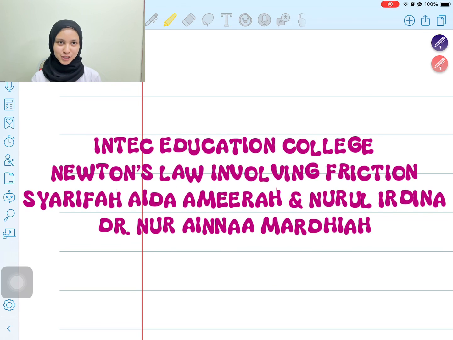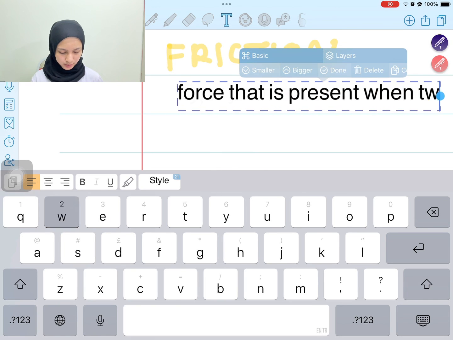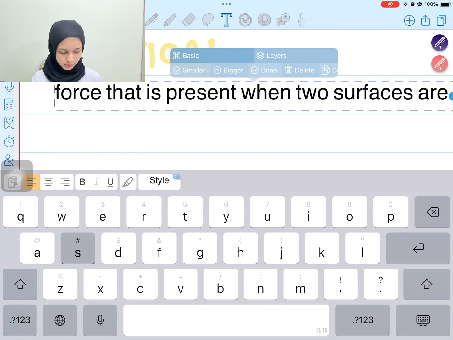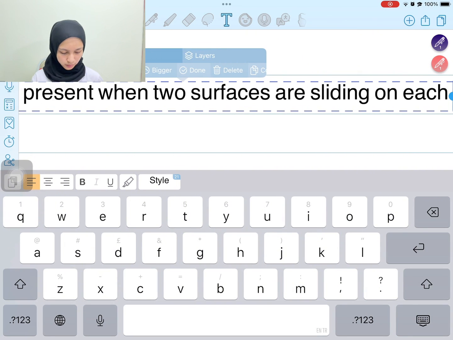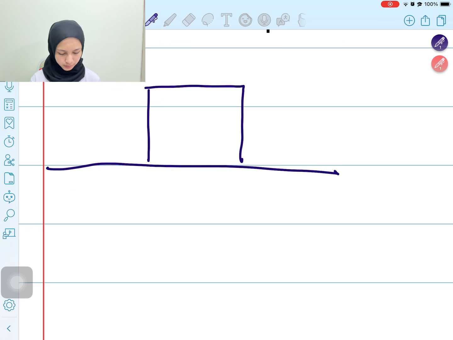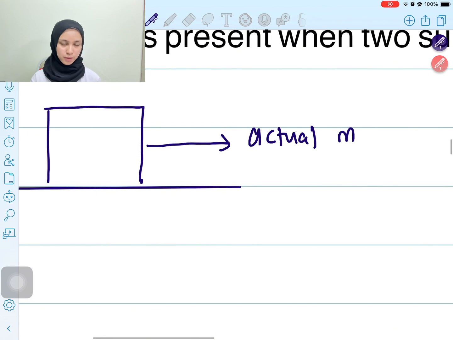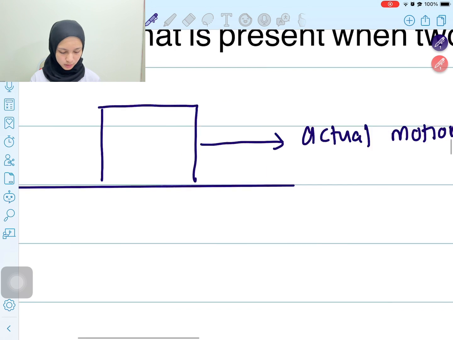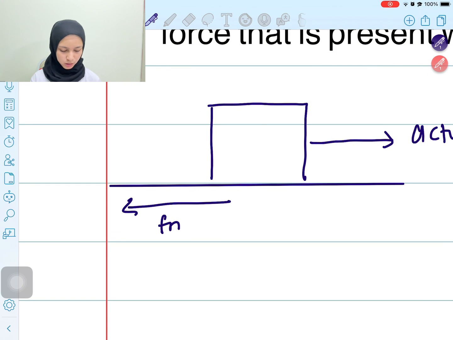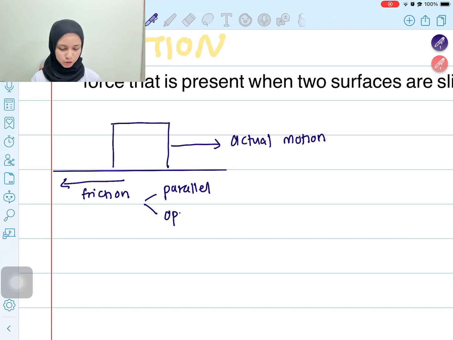First law involving friction. Friction is a force that is present when two surfaces are sliding on each other. We have a box on a table. If the actual motion is to the right, then our friction is to the left. So here it shows that the direction of friction is parallel to the object surface, and it is opposite to the direction of the actual motion.